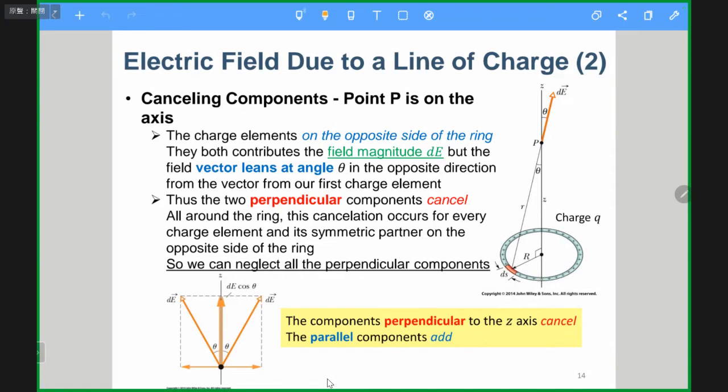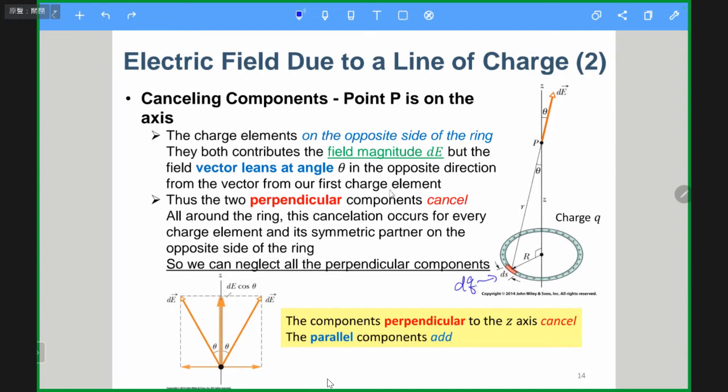And similar to the previous case, only the E field on this z-axis is easy to calculate. Other points are not easy to calculate. Maybe you can use computer software to do so if you are interested. Okay, so here, as I mentioned, we try to separate the ring into many small parts. ds means the length of this part, and then we have charge amount dq on this ds segment.